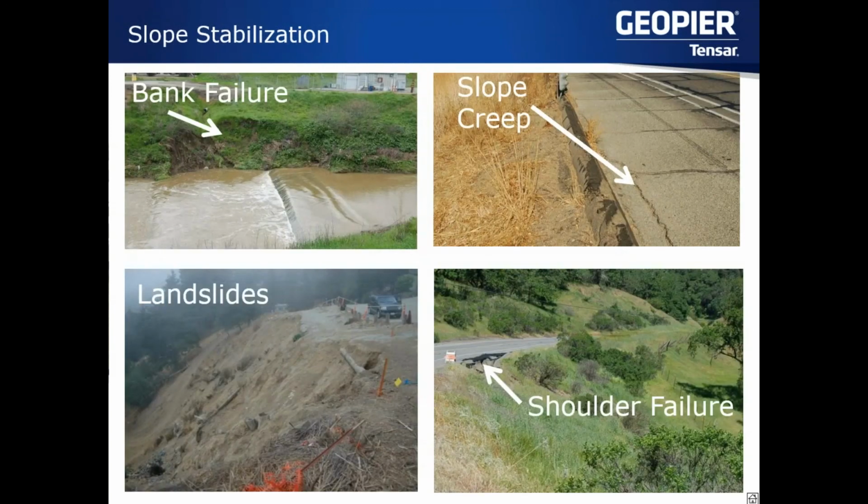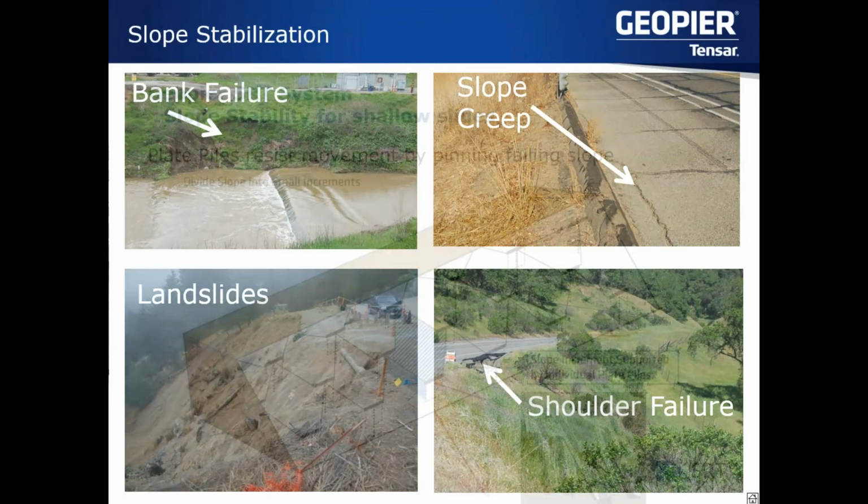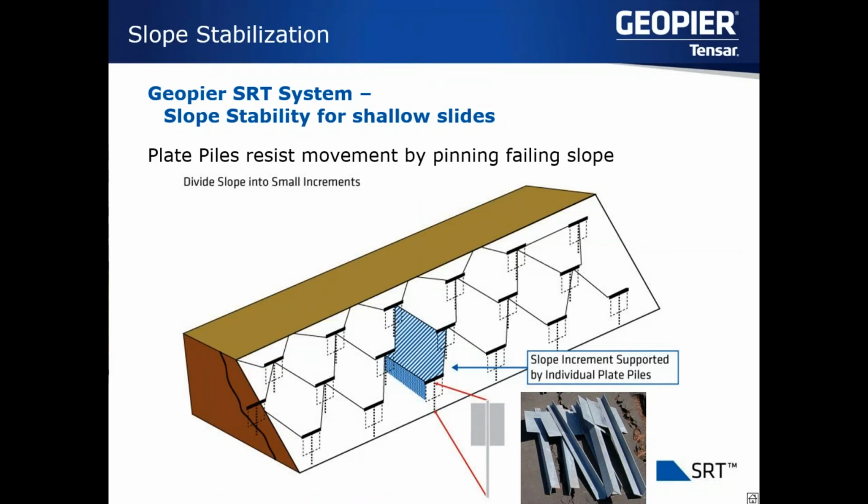When we're talking about shallow slides, where a failure plane is less than 20 feet from the surface, or where we're simply dealing with seasonal slope creep, like some of these examples shown here, another way we're able to do this is using our SRT, or slope reinforcing technology. That's a schematic of what this system involves, and this is what these look like.